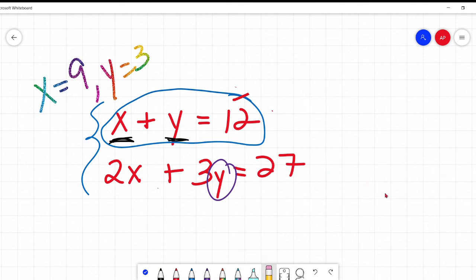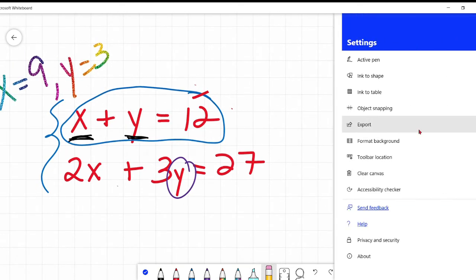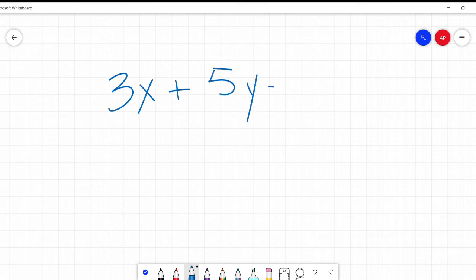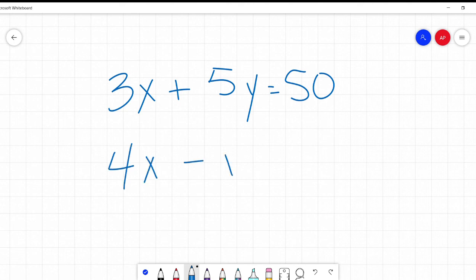And as a brief aside, this will work even if it's something like, let's just say, 3x plus 5y equals, I am so making this up, 50, and 4x minus y equals 22. Or even just making it 2y equals 22. You can still do substitution. It's just a little extra step.